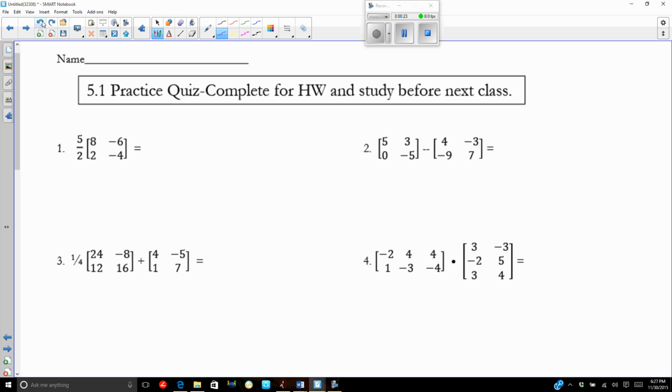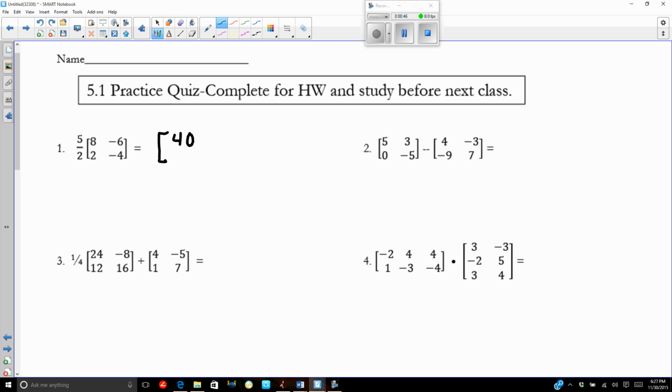A simpler way to think about this, if you have trouble with fractions, is we're multiplying everything in there by 5 first, and then dividing everything by 2. So I'll work it out that way. I'm going to multiply everything in here by just 5.